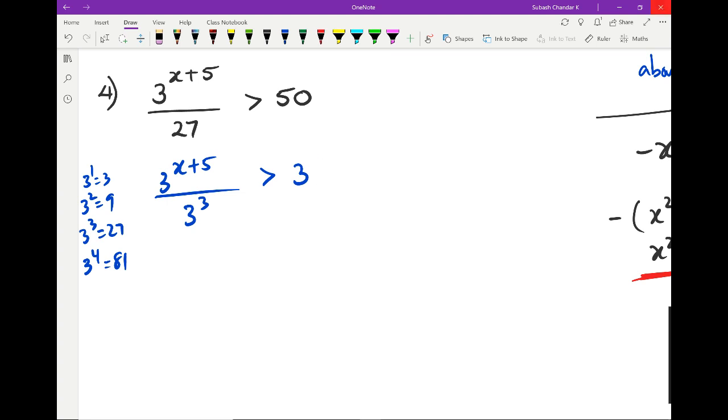Is it x is greater than 7.5? Is it for this answer? Well, I don't know. We're about to find out. All right, let's have a look. So 50 is just going to stay as is. I'm not going to do anything to 50.